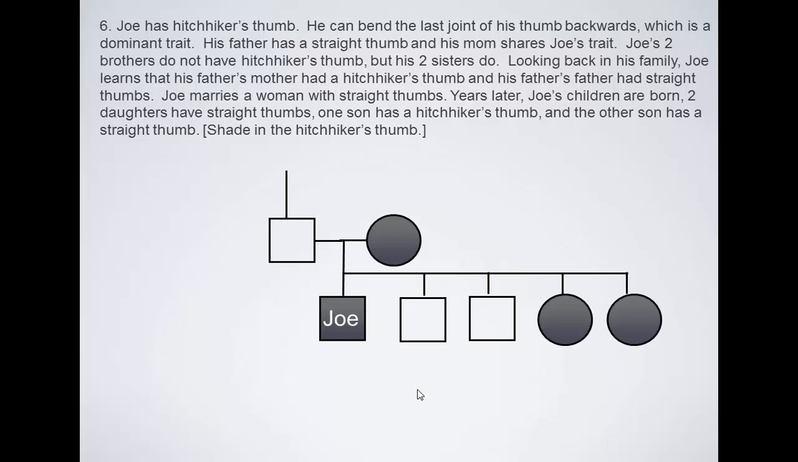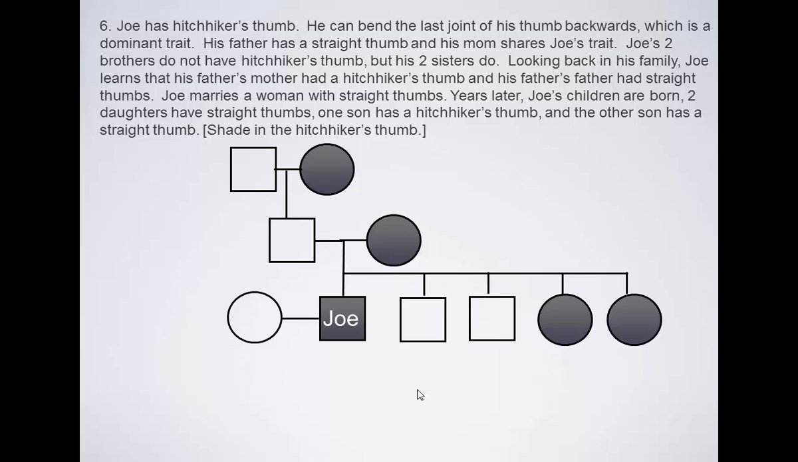Now we're looking back in Joe's family, and he learns that his father's mother had it. So here's Joe. Here's his father. His father's mother is going to be up here. His father's mother had hitchhiker's thumb. His father's father had a straight thumb. So those are Joe's grandparents. Joe marries a woman with straight thumbs. Straight thumbs means a circle, unshaded.